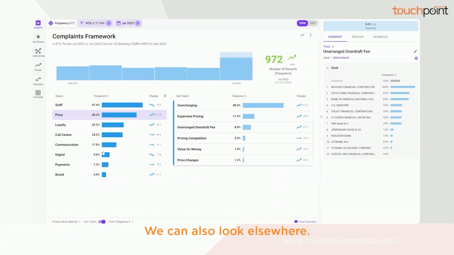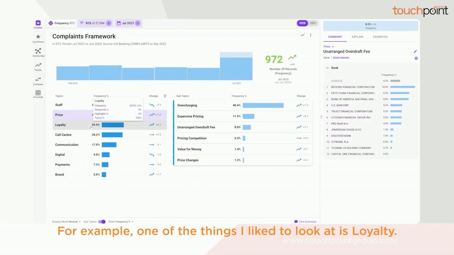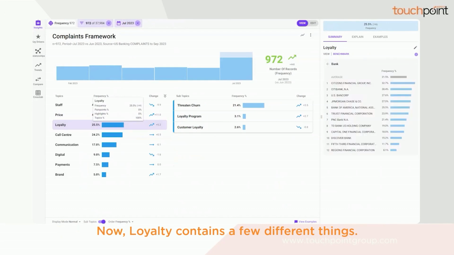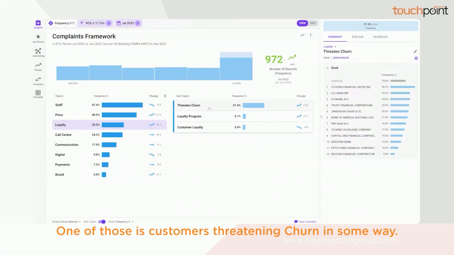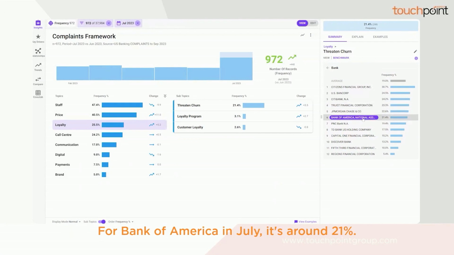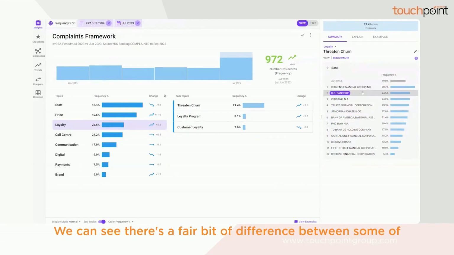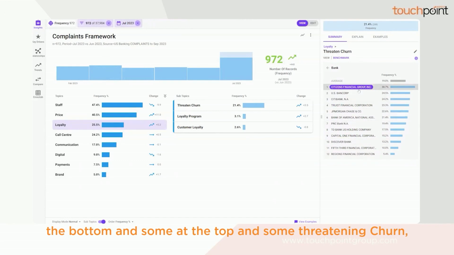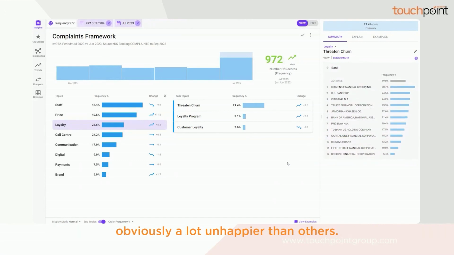So we can also look elsewhere. For example, one of the things I like to look at is loyalty. Now, loyalty contains a few different things. One of those is customers threatening churn in some way. So interesting here, we've got threatening churn, as a few customers are angry enough to talk about that. For Bank of America in July, it's around 21%. For Citizens, it's about 31. So we can see there's a fair bit of difference between some at the bottom and some at the top, and some threatening churn, obviously a lot unhappier than others.